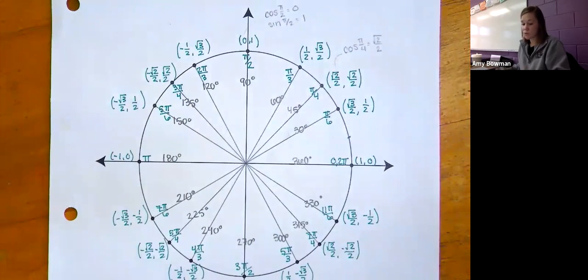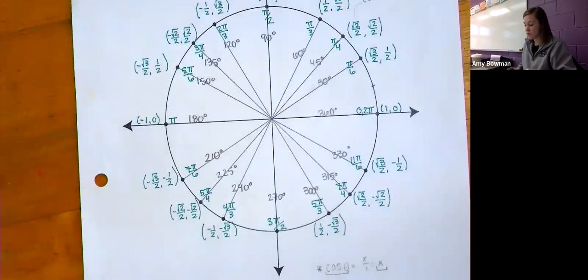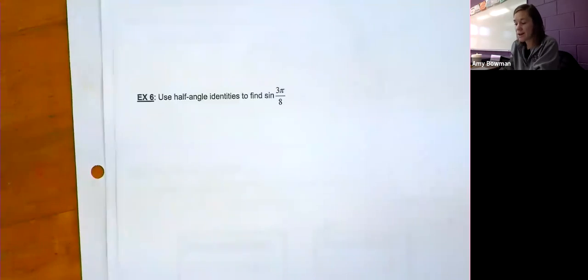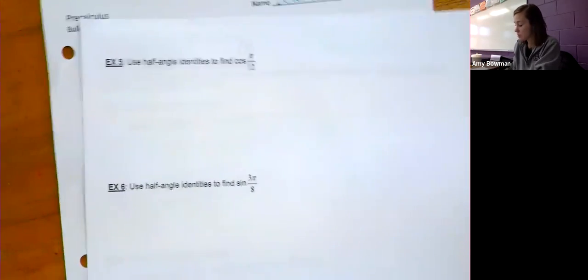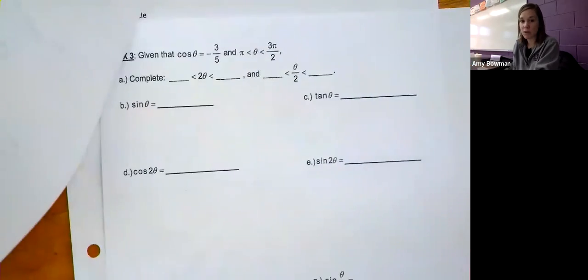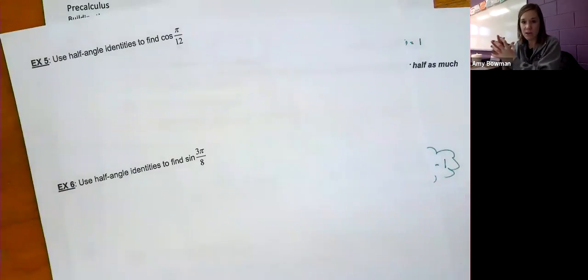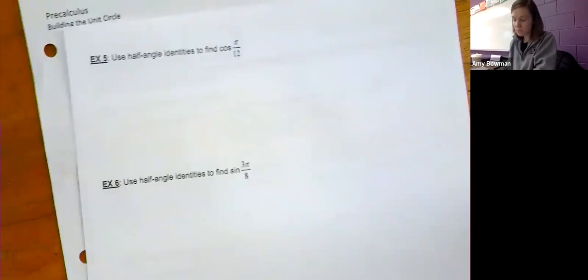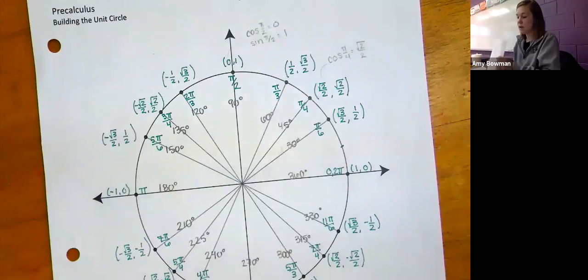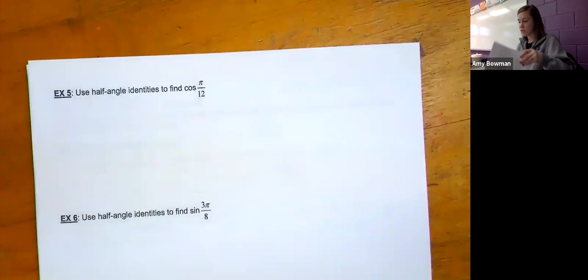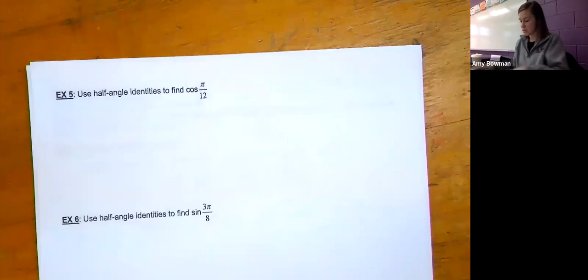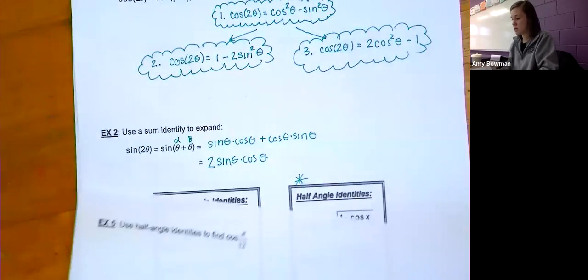What I want you to do first is flip to the very last page of your notes. We're going to start with examples 5 and 6, and then we'll go to the previous page and work through example 3, which is going to tie everything together. Okay, so starting with examples 5 and 6, applying the half angle identities. I'm going to keep my formula page handy so that we can reference it.